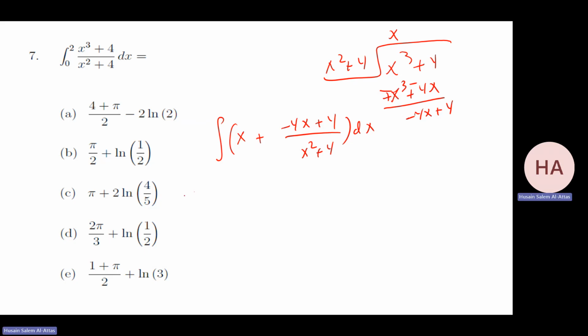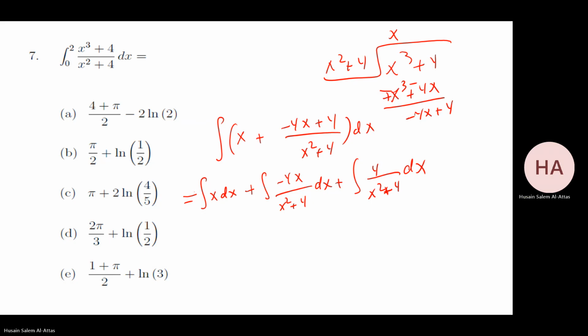This one I can split into 3 parts. This is the integral of x dx, plus the integral of minus 4x over x squared plus 4 dx, plus the integral of 4 over x squared plus 4 dx. Am I right? Yes, x cubed plus 4x, minus 4x, 4 minus 4x. And to be sure about the calculation.